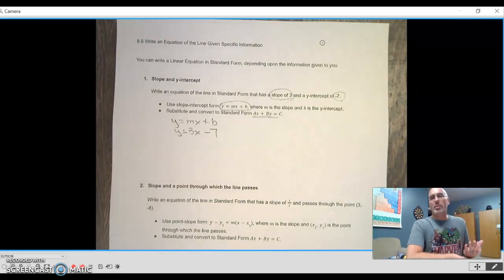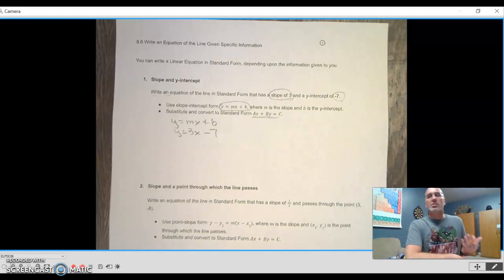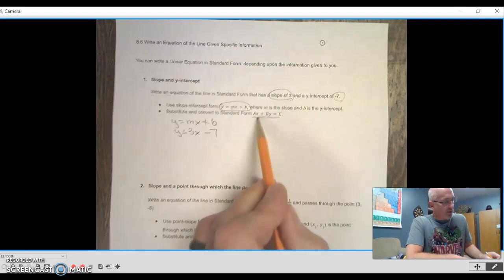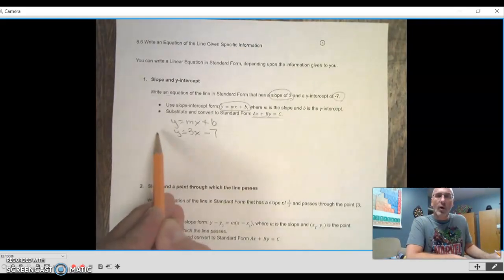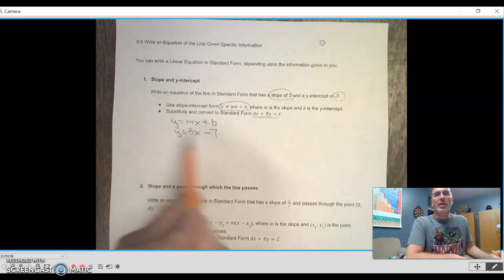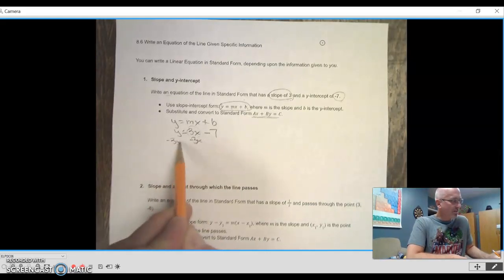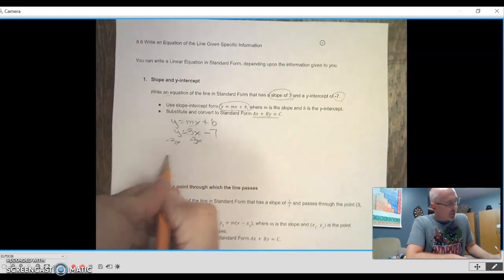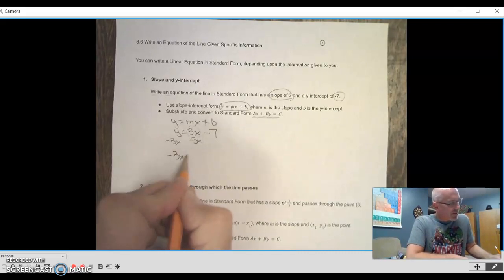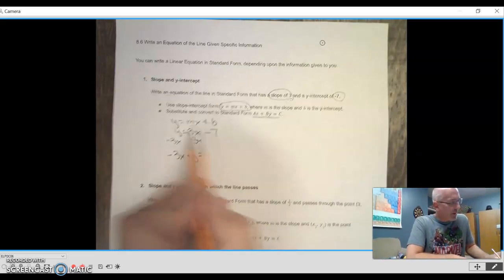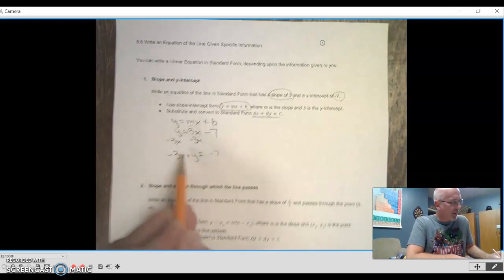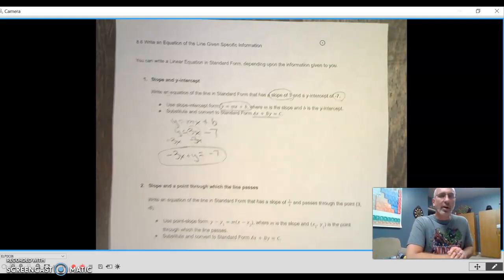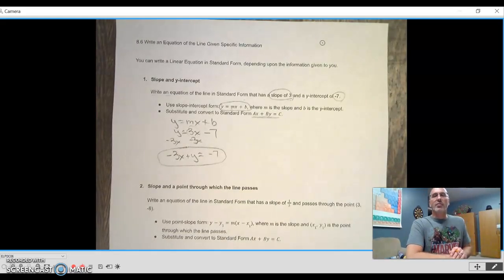Now this is in slope-intercept form. So the directions are to write it in standard form. So we need to move our x's and our y's over to the left, and then we have our constant on the right. So we have a 3x, so we are going to subtract 3x from both sides. So we are left with negative 3x plus y equals negative 7. And here is our equation in standard form.